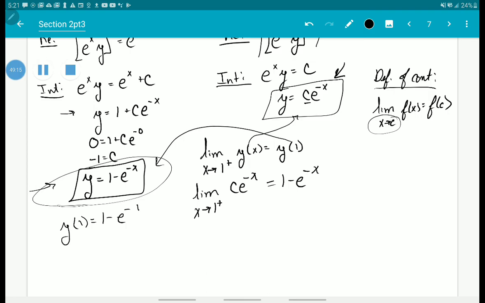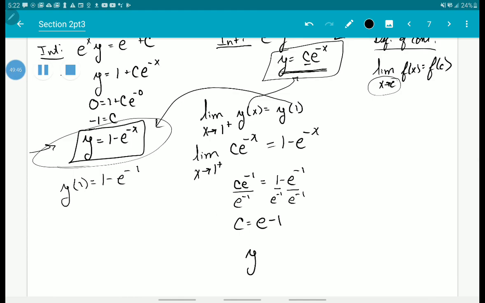So if we were to take this limit, it's going to be c e to the negative 1 equals 1 minus e to the negative 1. The goal is to find c. Let's divide everything by e to the negative 1. So we're going to get e minus 1 there. So there's our c value. So y is going to be equal to e minus 1 times e to the negative x.